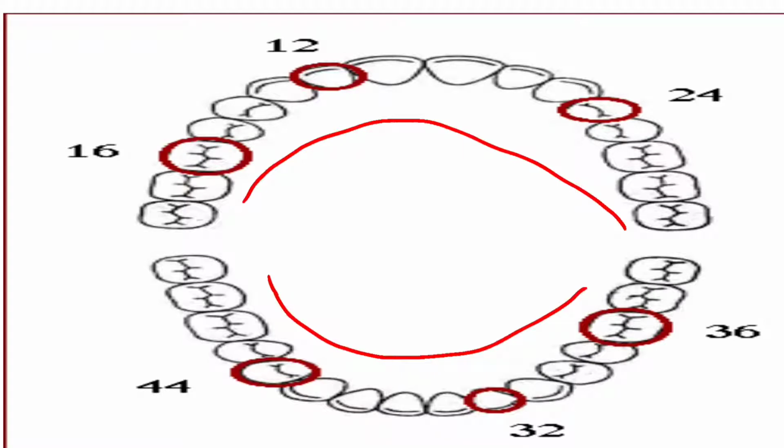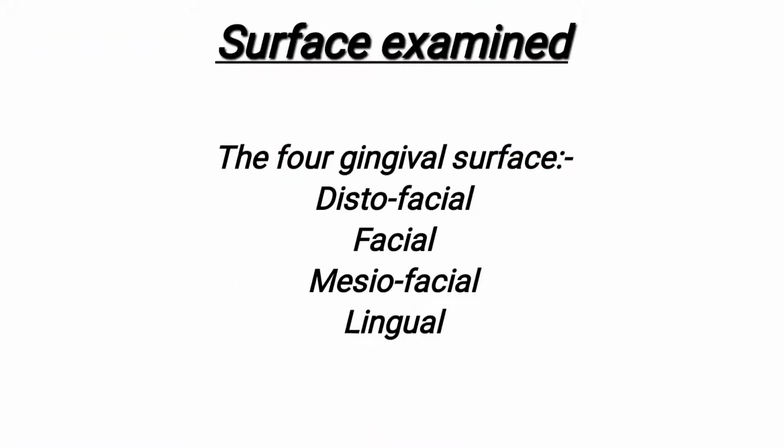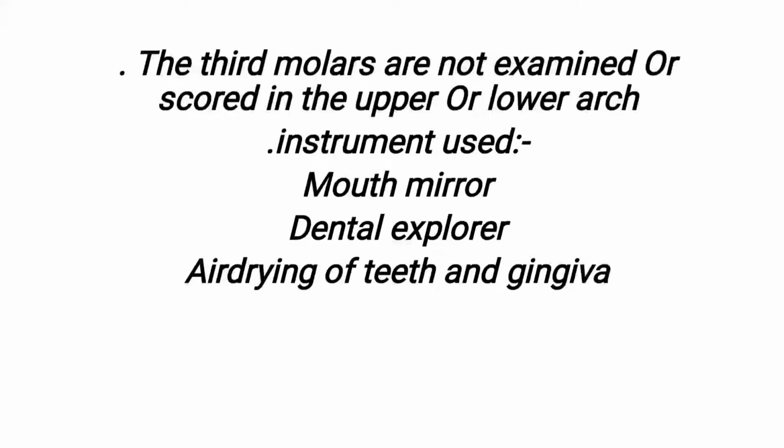Okay, now what are the surfaces which are examined? The 4 gingival surfaces of a tooth are examined, that is distofacial, facial, mesofacial and lingual. Now, the third molars are not examined or scored in the upper or lower arch. What are the instruments that are used during scoring of plaque index? Mouth mirror, dental explorer, and air drying of the teeth and the gingiva.